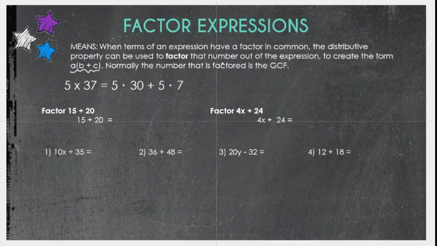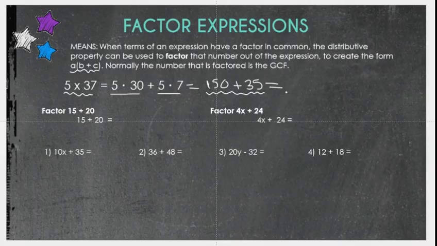Now, we're going to just revisit the distributive property for a moment before we look at the factoring. When we looked at the distributive property, we basically said we can break a problem like 5 times 37 into 5 times 30 plus 5 times 7. So we would be distributing the 5 to the 30 and to the 7, and we would end up with 150 plus 37. I'm sorry, 35. 35.